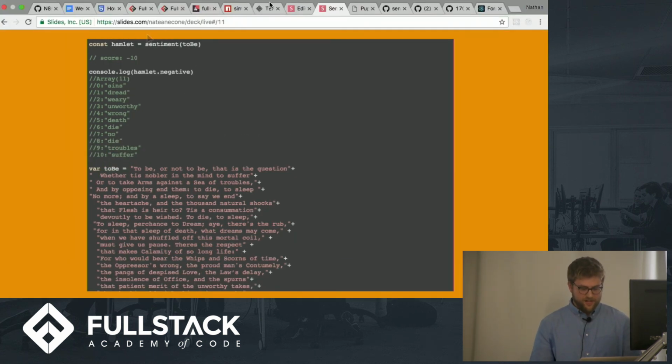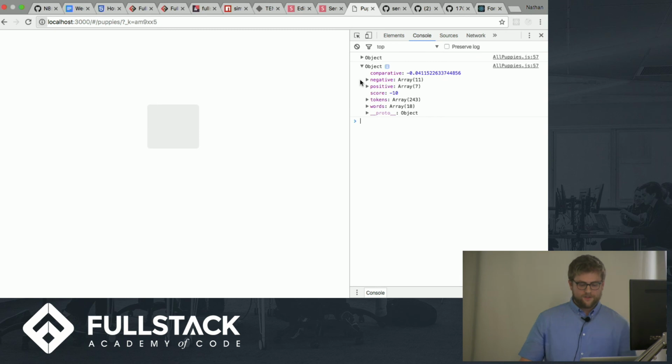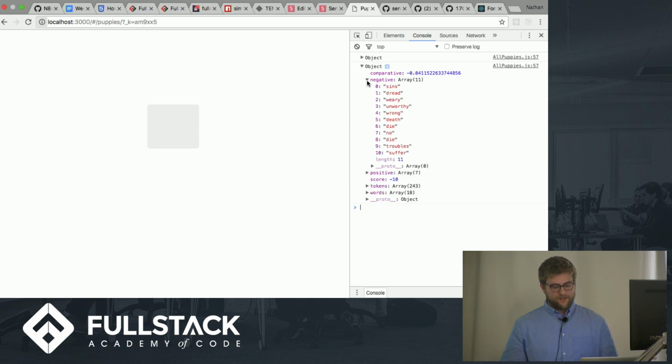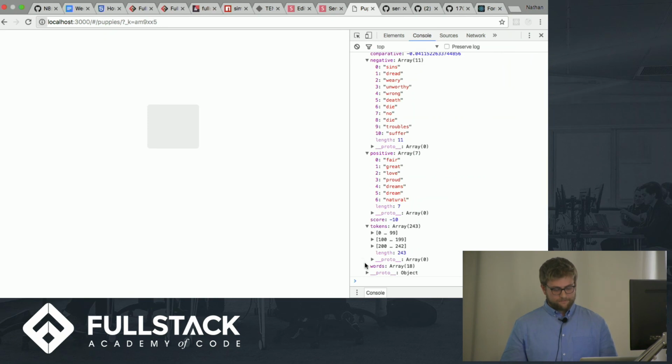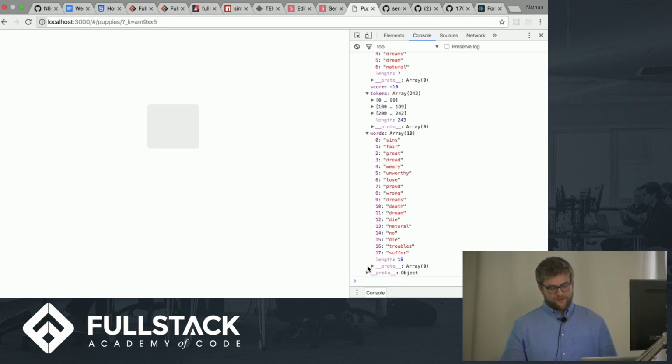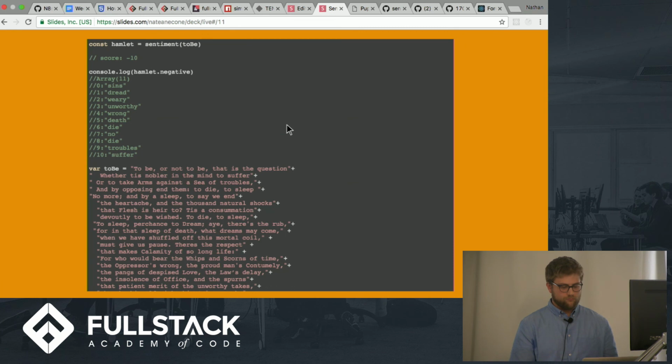So this is what you eventually get if you log it out. You get this object with all this information. I actually don't know what comparative means. I'm assuming it has something to do with statistics. These are all the negative words that appear. These are all the positives. This is the score. These are all the tokens. These are the words that AFINN picked up. And that's about it.